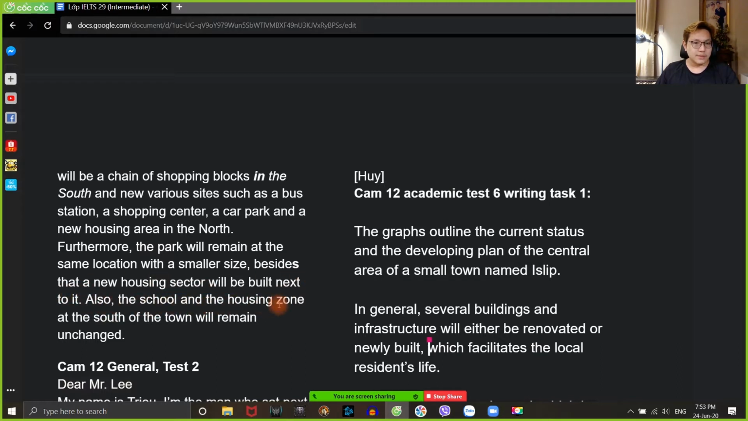Okay, also the school and the housing zone at the south of the town will remain unchanged. Okay. Điều điểm chữ remain hơn nhiều. Mình sử dụng từ maintain. No, maintain là nó được bảo trì. Khác nhau về nghĩa nha. Maintain has a different meaning. It means that someone will maintain it. It doesn't have the same meaning.